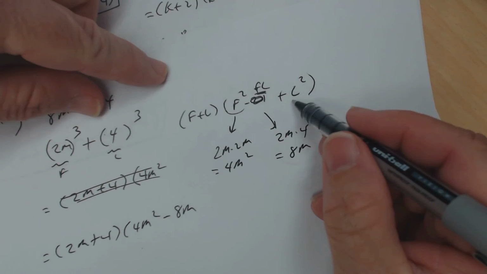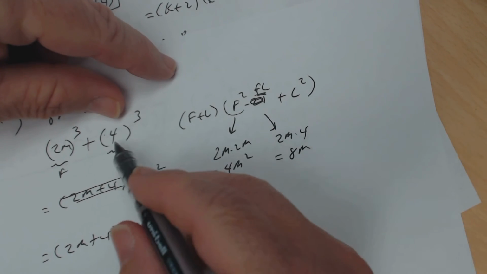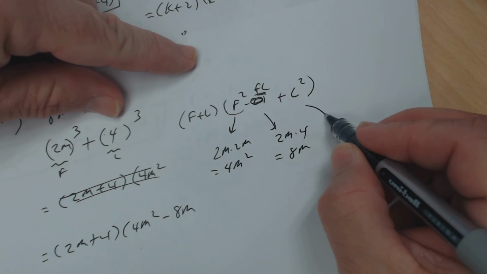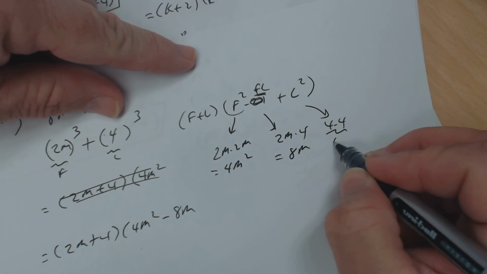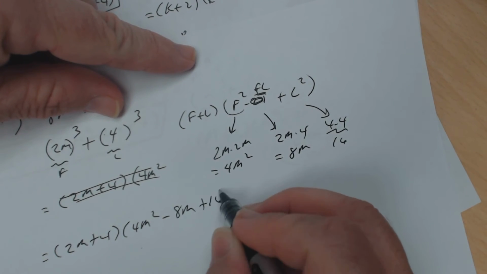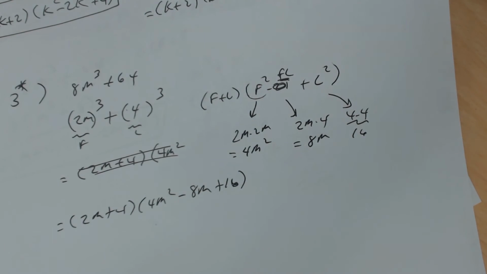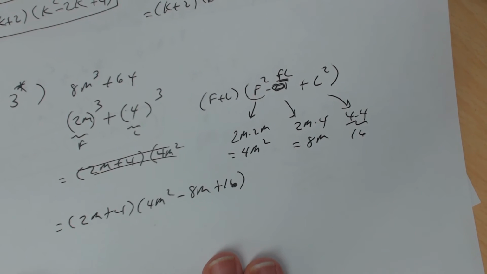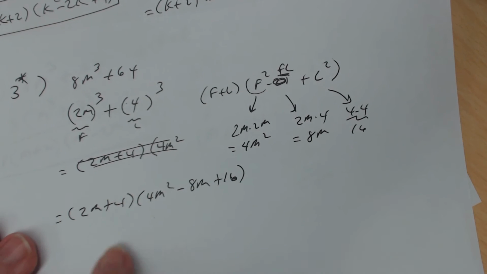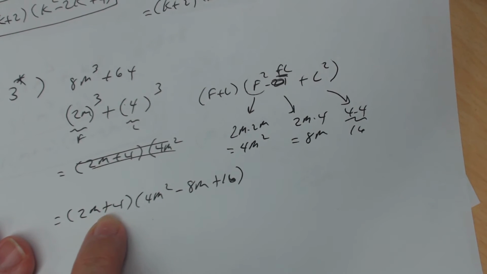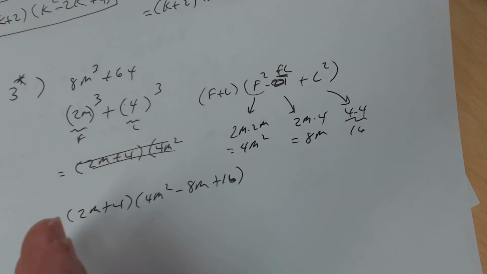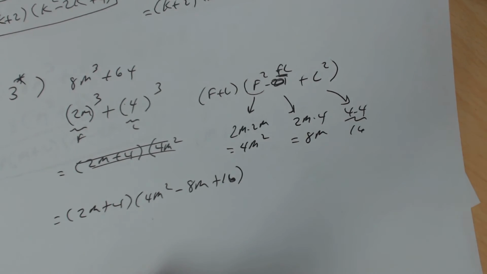And then this says I'm going to take L, I'm going to square it. So L is 4, so that means 4 times 4, which is 16. So that's plus 16. All right, now that is not your answer, okay? Because if you look at this binomial right here, what else can you do to it? Well, you can factor out a 2. So you got to do that. You got to make sure that you factor it completely.